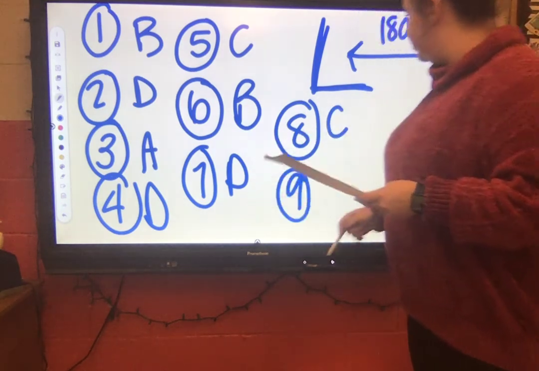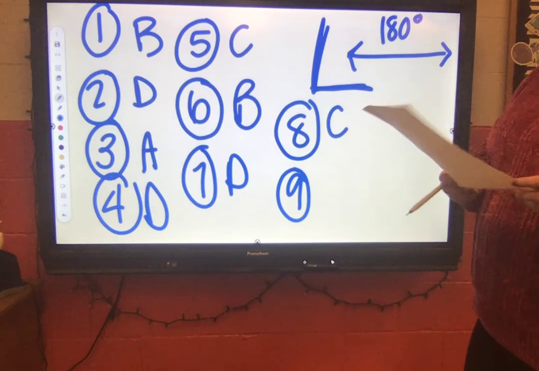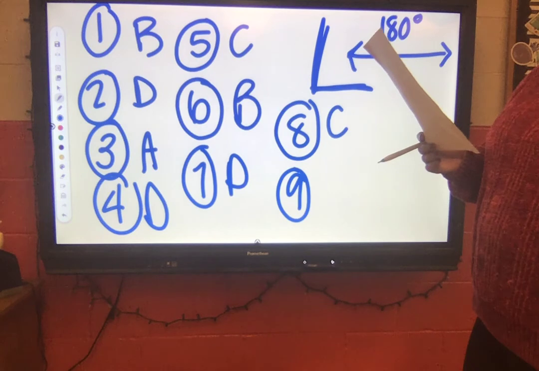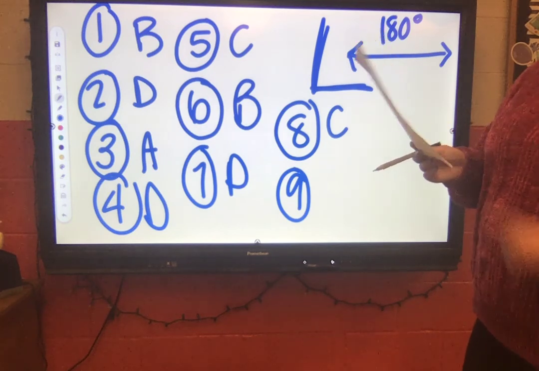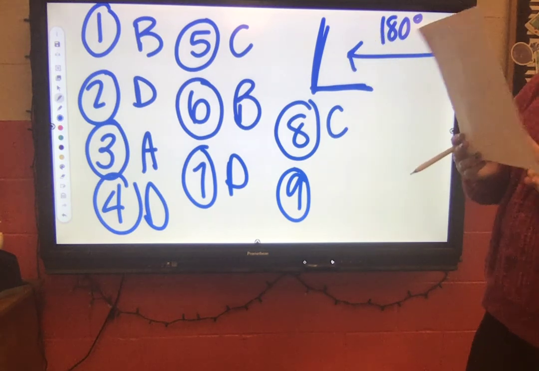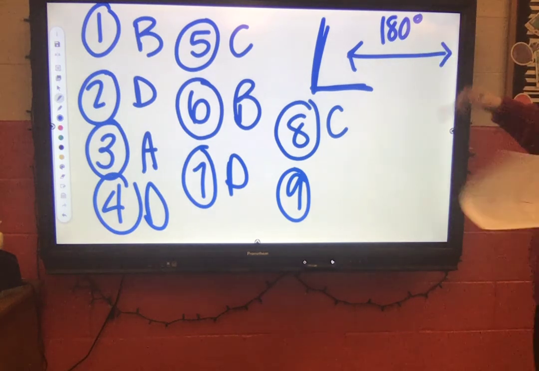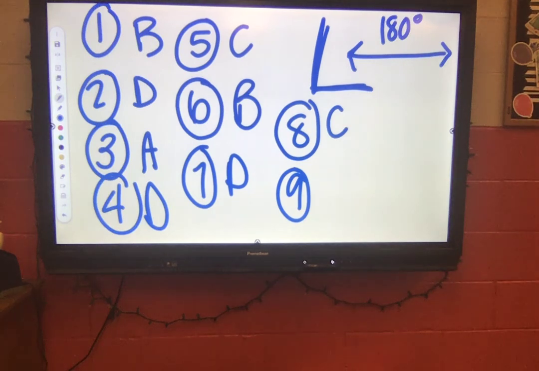9. Acute, obtuse, or right? Acute. So our options for acute, we have A and B. Those are our options, 60 degrees or 80 degrees. 80 degrees is a little bit less than 90, which would be a right angle. So which one do you think it is? It is A. Good job.